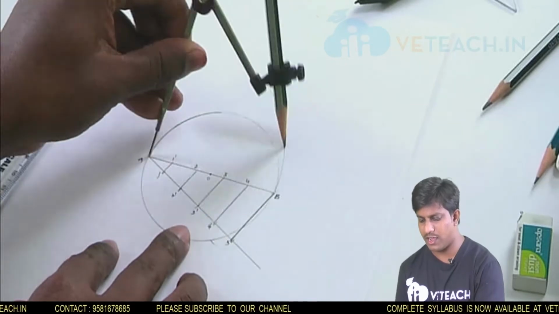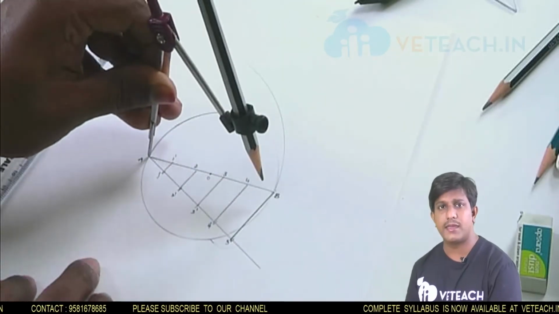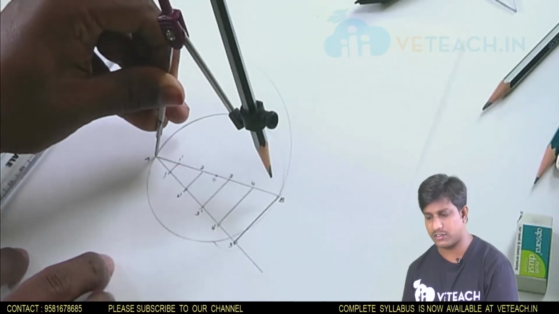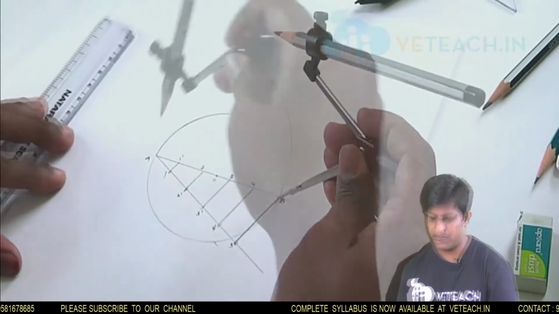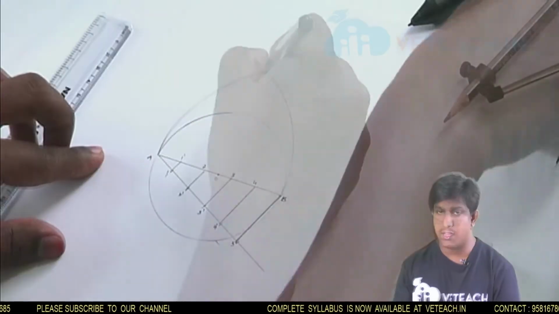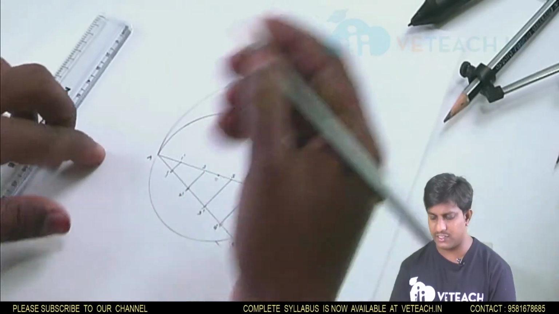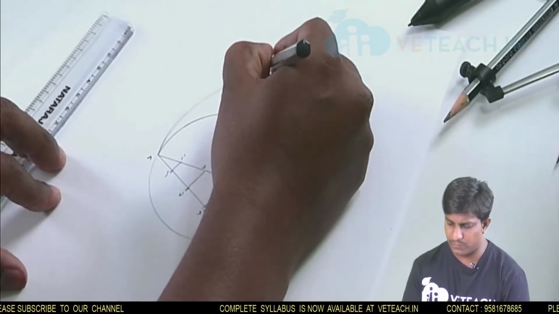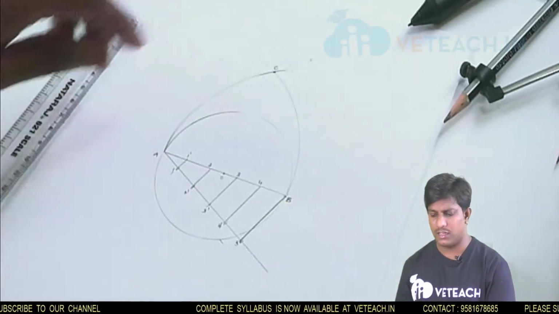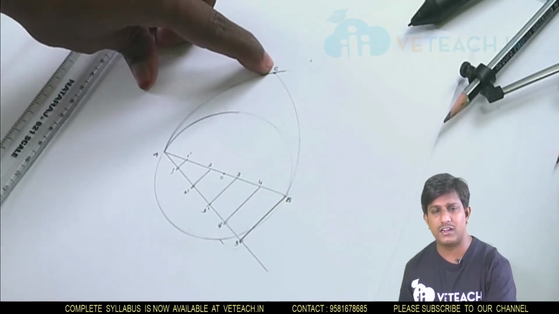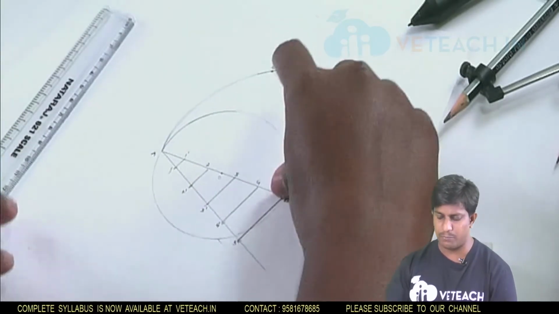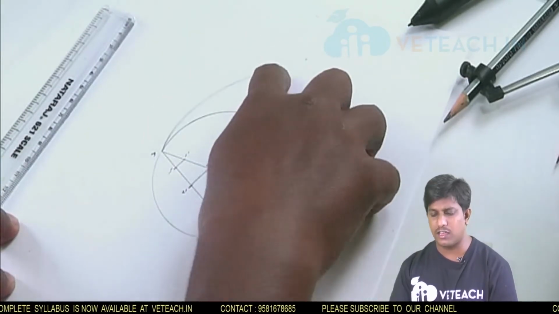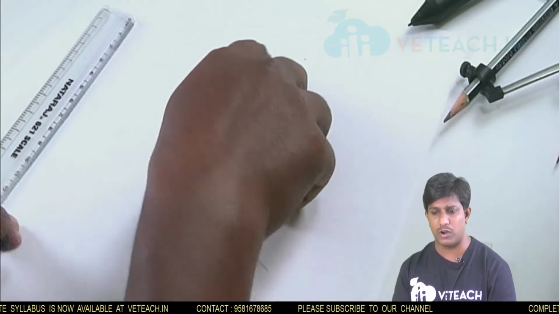Draw an arc by taking AB as the radius. With the same radius from B, draw another arc. These two arcs intersect at the top. I am naming this point C. From A I have drawn one arc, and from B I have drawn another arc, and they meet at the top, that is point C.